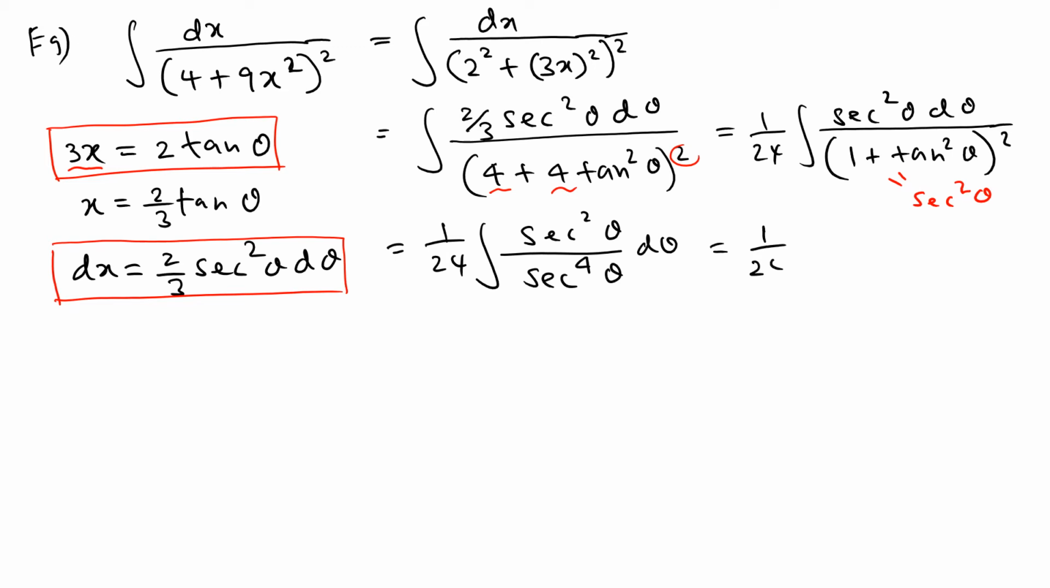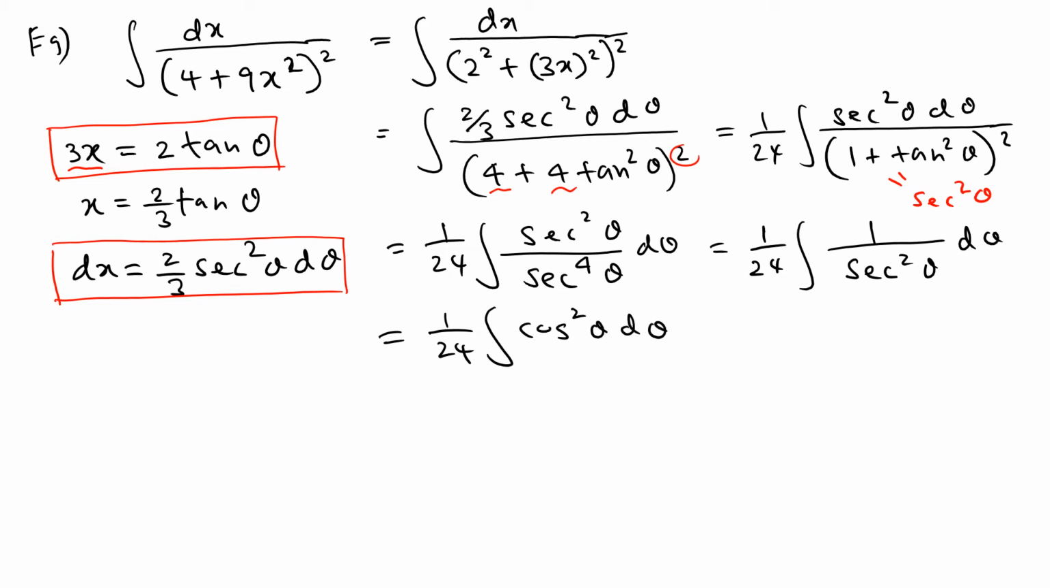Okay, now you can see you can simplify this a little bit. So we have secant squared over secant to the 4th. That means you can cancel, you get secant squared. So this is 1 over secant squared theta. That means it's a cosine. So it's 1/24, it is simply cosine squared theta d theta. This is an even power, so we can use a double angle formula.